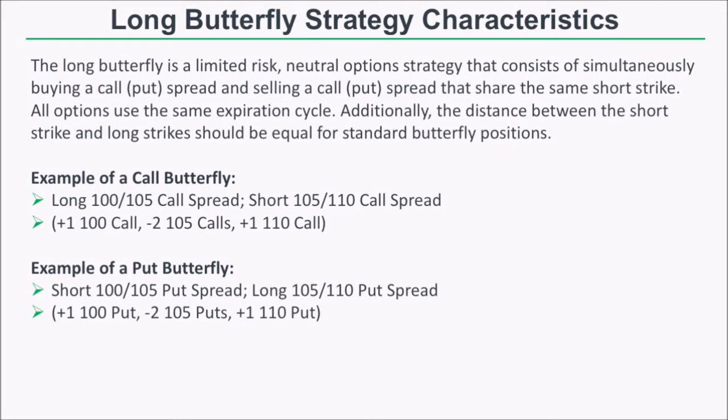Now, we can construct the same exact position with put options by selling the 105-100 put spread and buying the 110-105 put spread. In that case, we'll have one long 100 put, two short 105 puts, and one long 110 put. As you can see here, the short strike has two of the short options, and then we have a long option below the short strike and a long option above the short strike, and those long options should be equidistant from the short strike if we're talking about a traditional long butterfly spread.